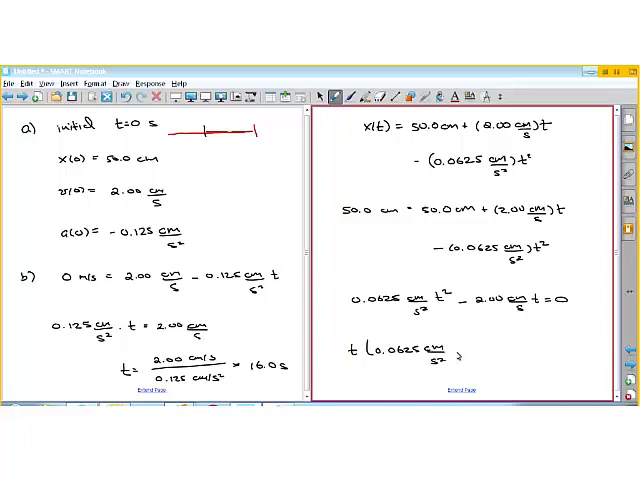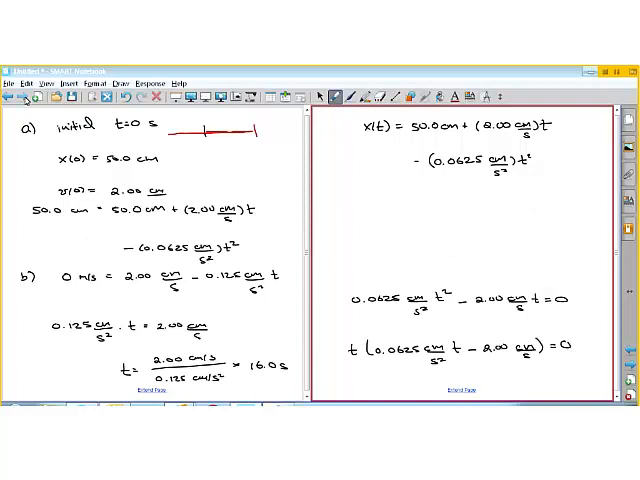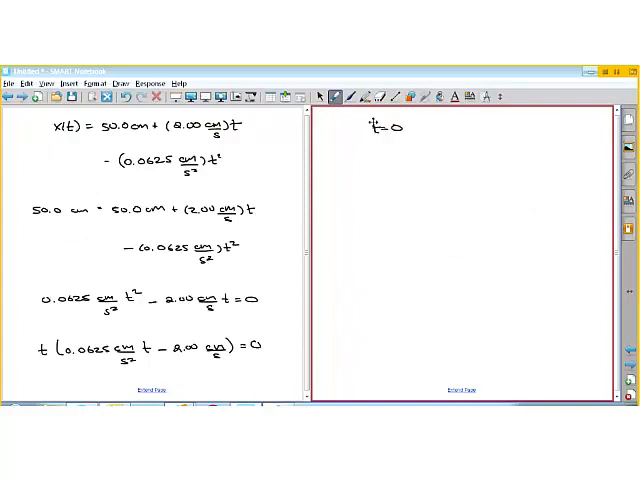0.0625 centimeters per second squared times t minus 2.00 centimeters per second equals 0. So when I factor t out of here, I get just t, and factor t out of here, I get a constant. So there's two solutions. One is t equals 0. So for this product to be 0, this t is 0, which just tells us that one of the times that you're at 50 centimeters is the initial time.